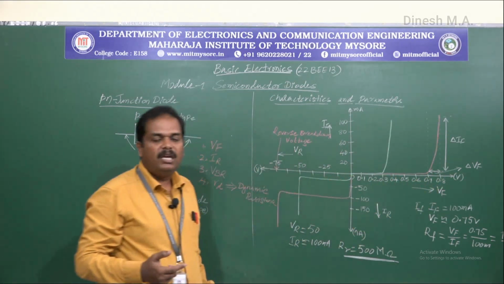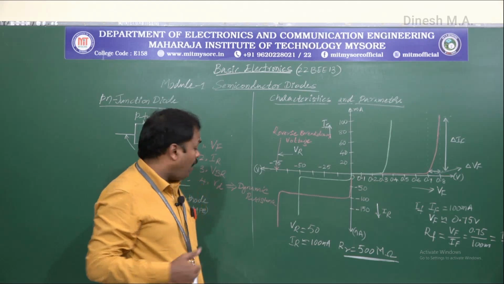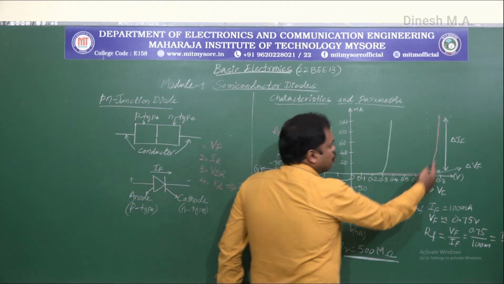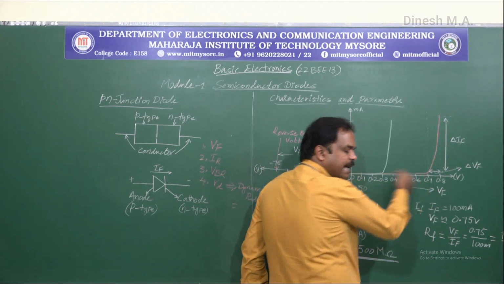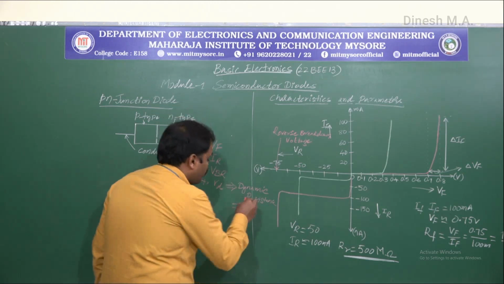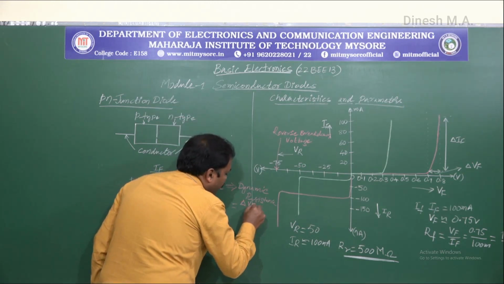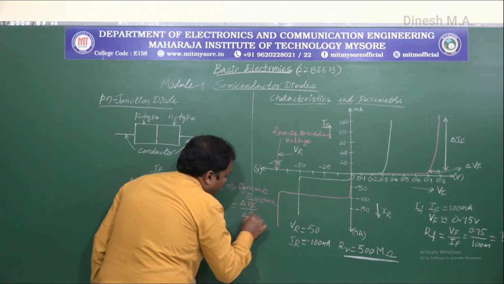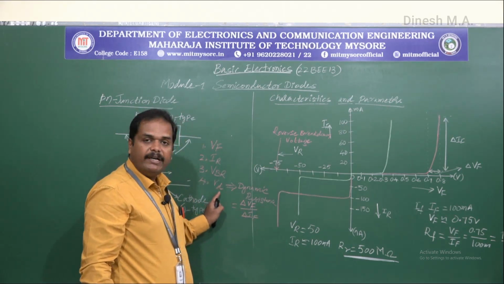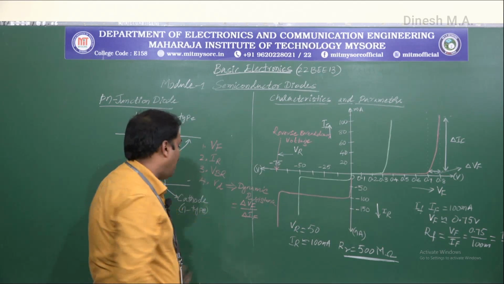So what is the resistance value? So how do we calculate this? This is calculated using the slope of this curve, the characteristic, right? And this is given by the ratio delta VF by delta IF. So this is the ratio what we use to find out the dynamic resistance RD.